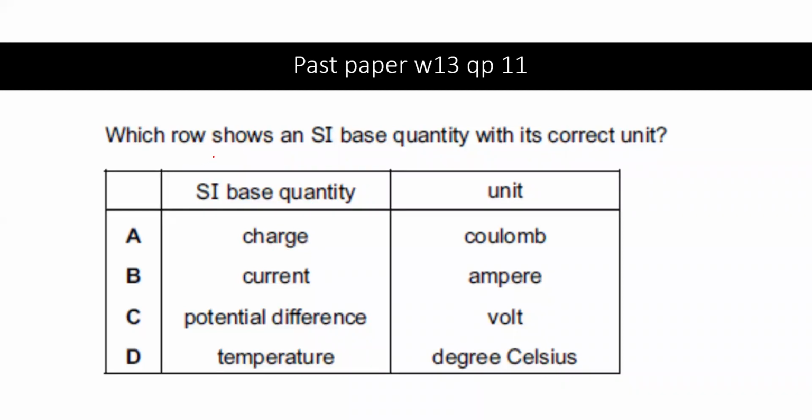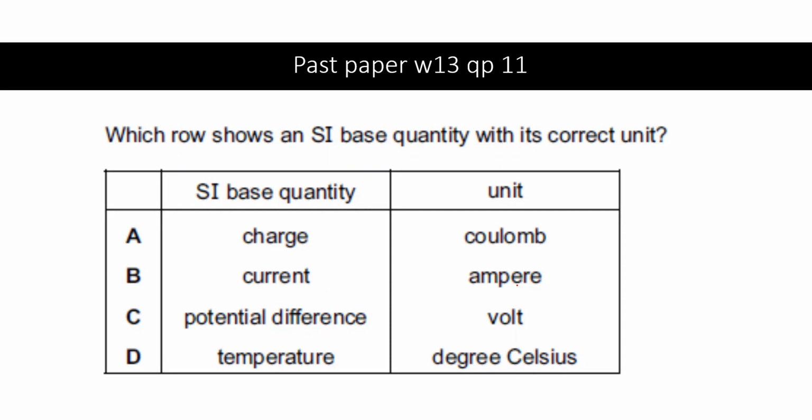Next question, which row shows an SI base quantity with its correct unit? We know there are 7 SI base quantities. Now we can see the options. Charge, the unit is coulomb; current, ampere; potential difference; temperature, degree Celsius. Of course, we can also answer this question. Charge is not an SI base quantity. Current, yes. Potential difference, no. Temperature, yes. So there are 2 options, B and D.